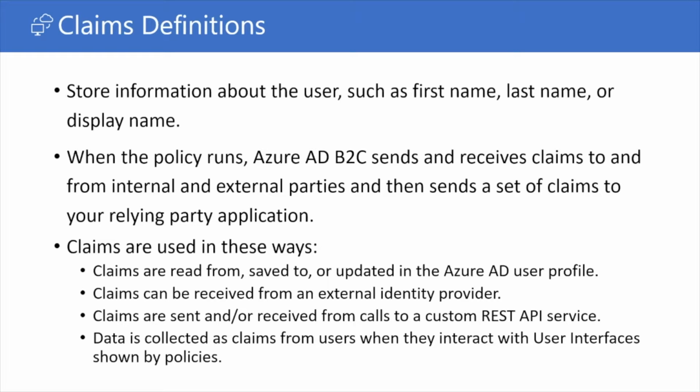Claims can be used in a few different ways. In some cases, they're read from, saved to, or updated in the underlying Azure Active Directory. They can be retrieved from an external identity provider, or they can be sent to and received from calls to a custom REST API service, or they can even be collected as claims from users when they interact with user interfaces that are shown by the policies. The things that the users key in, those are actually backed by claims.